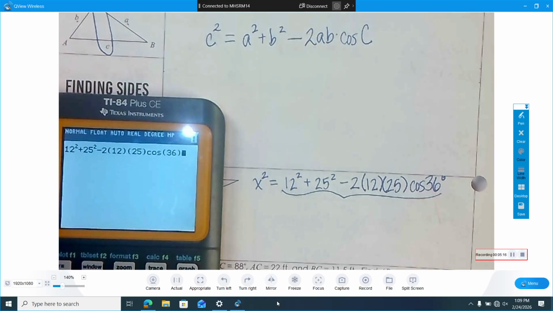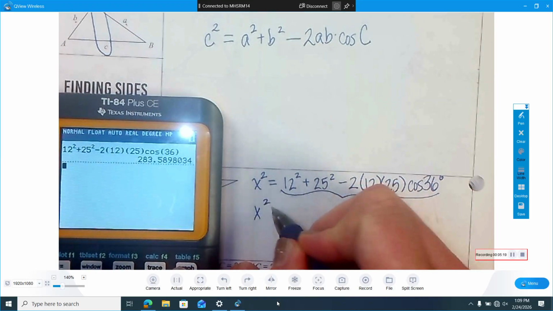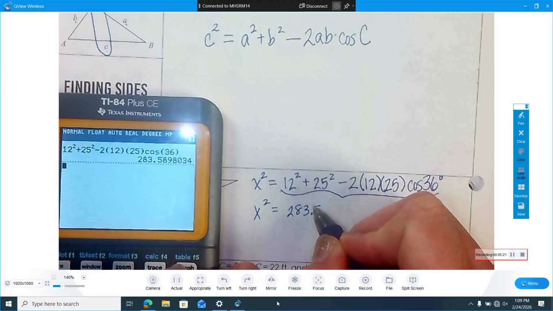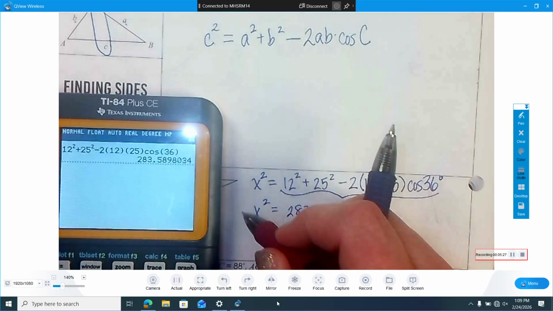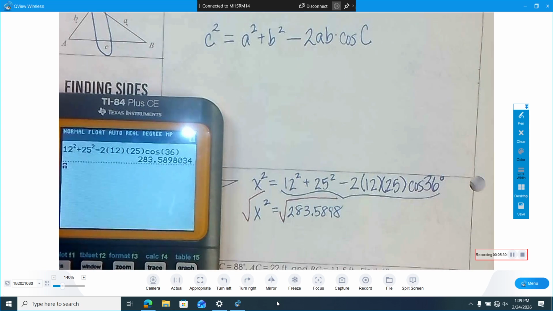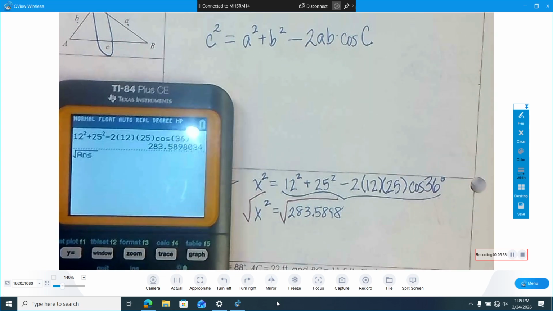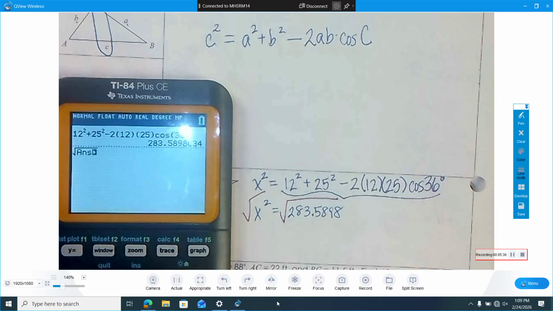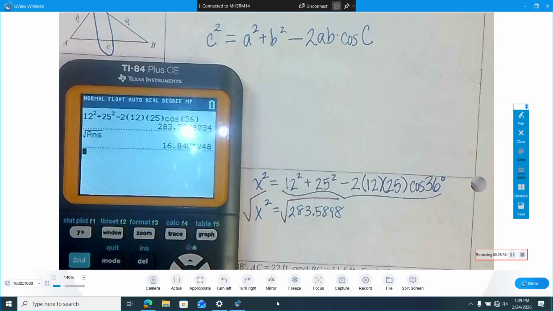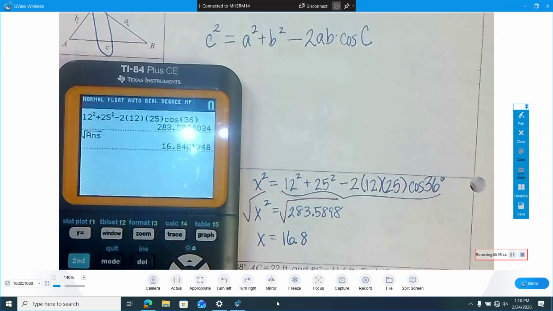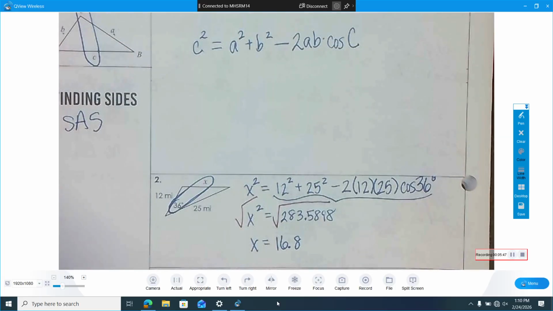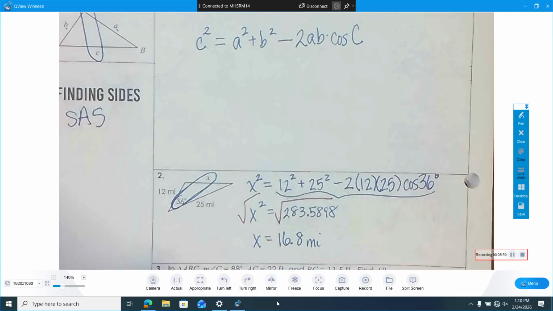All right, so get it all in there, and I see that x squared equals 283.5898. And then how do you get x by itself? Square root both sides. So I'm going to do the square root of your answer. Again, don't round it off. You can highlight the decimal, or just use the second answer function. So you get x equals, I'm going to say 16.8 will do, rounding to the tenths. So that must be 16.8 miles long, that third side. That's pretty easy, right? It's just a pattern.